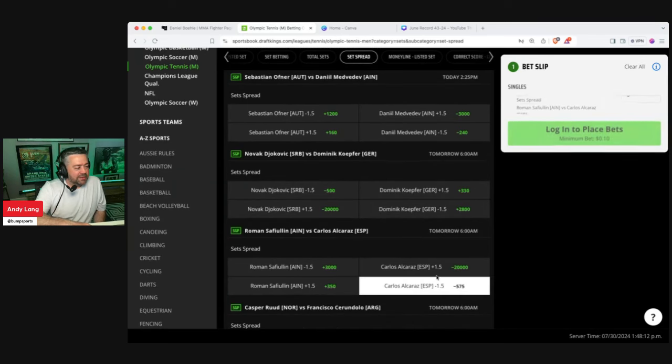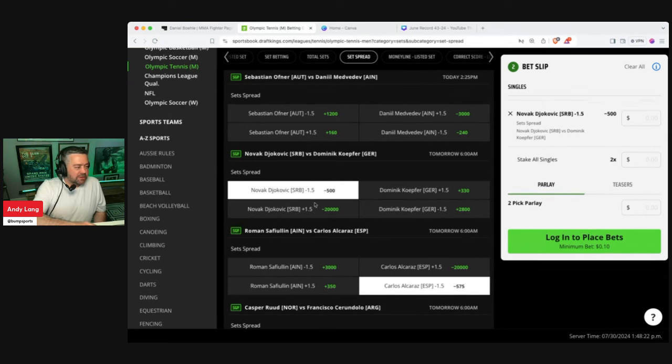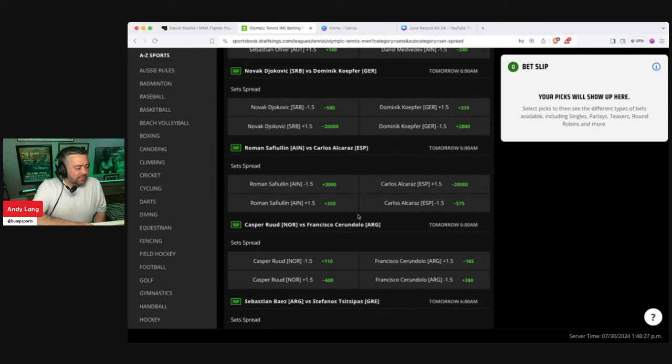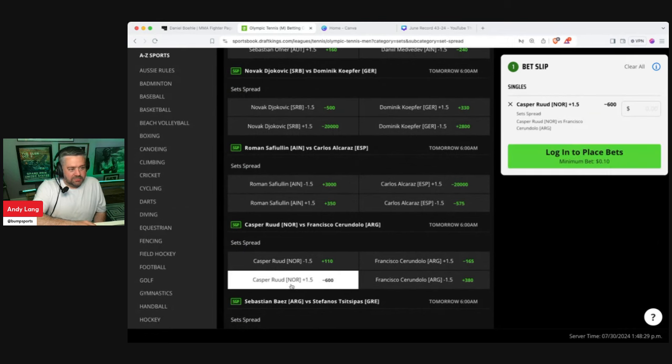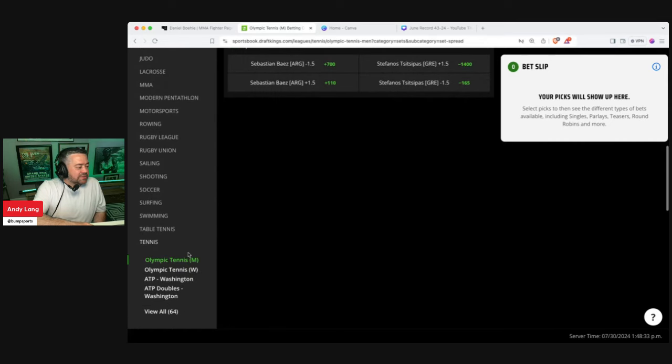So you can get Alcaraz and Djokovic, both to win 2-0 against guys they should win 2-0. So now you're at minus 250. Now you just need one more parlay piece, and we've gone over a few of those that you could do. So those are a couple of ones that we would be looking at. Even Casper Ruud here at minus 600. So when you're looking at tennis, those are the ways that we would be looking at that.